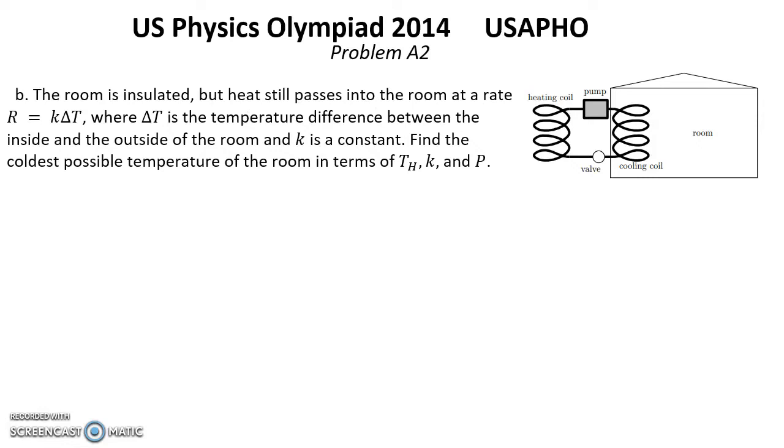Question B. The room is insulated, but heat still passes into the room at a rate R equal to K delta T, where delta T is the temperature difference between the inside and the outside of the room, and K is a constant. Find the coldest possible temperature of the room in terms of TH, K, and P.